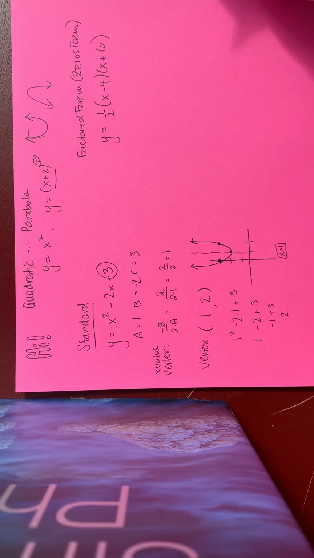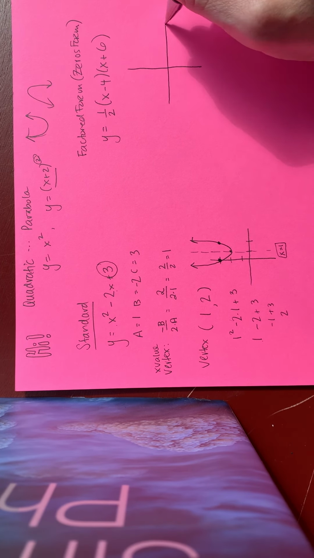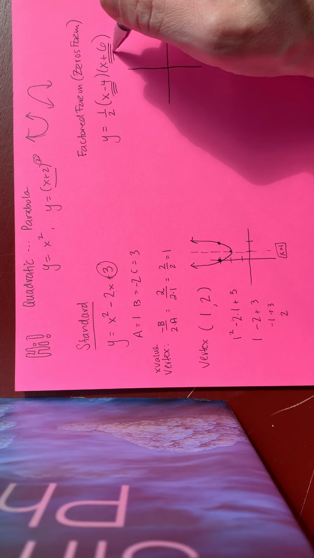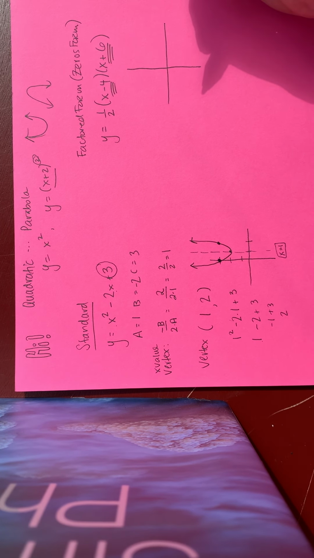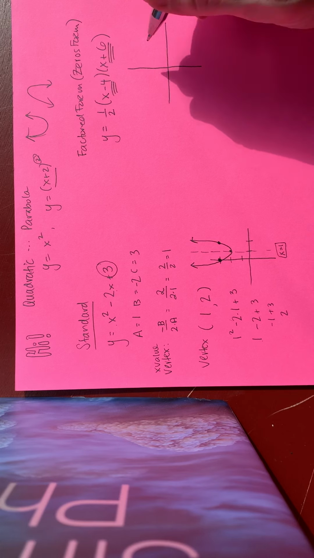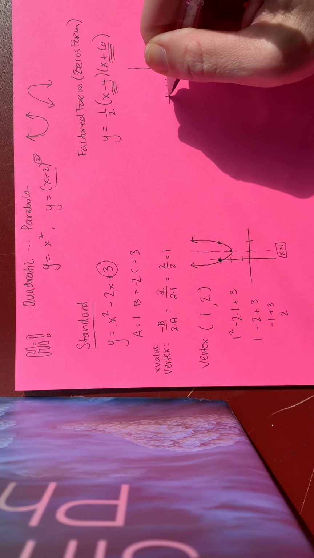The first thing we do with factored form is not find the vertex, but find the zeros. By laying it out this way, the number inside each of these parentheses tells us where the zeros are, but we use the opposite sign. So we have +4 as our first zero and -6 as our second.